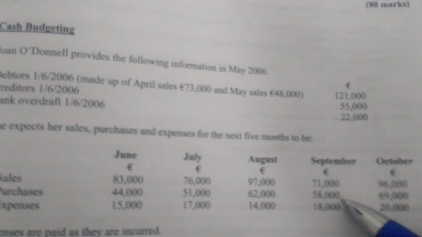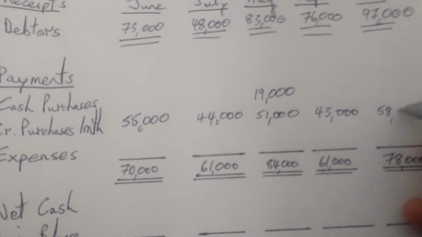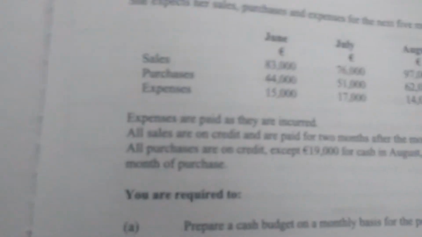And then everything carries on as normal after that. September's purchases, which are, let me see, 58,000, will be paid for in October. So 58,000 paid for in October. Is that okay?